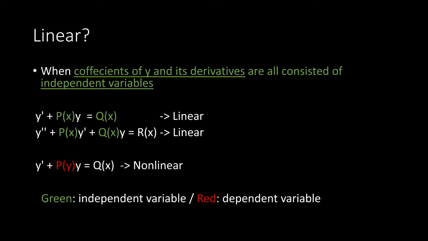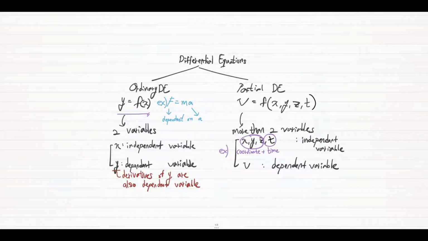If a differential equation is linear, it means that the coefficients of y and its derivatives all consist of independent variables, which are usually denoted as x in ordinary differential equations. For those of you who don't know what an independent variable is, I'll give you a brief explanation. There are two types of differential equations: ordinary differential equations, which we are learning right now, and partial differential equations. In ordinary differential equations, the function you're trying to find has two variables, like y equals f of x. In this case, x is an independent variable and y is a dependent variable, since its value changes as x changes.